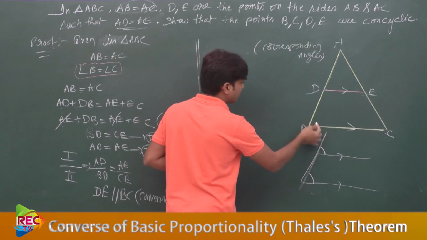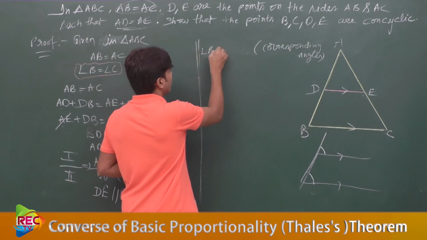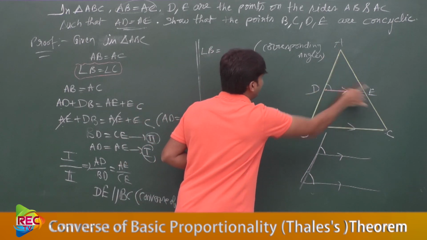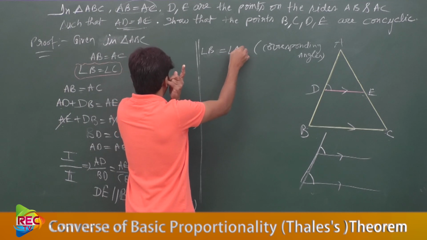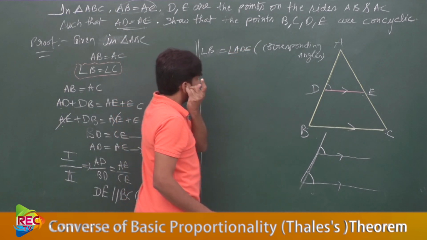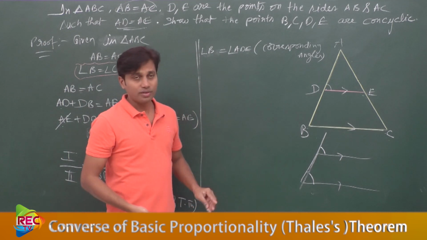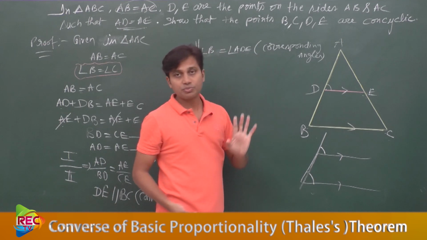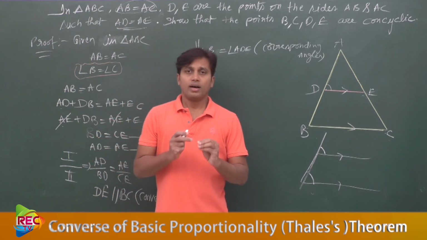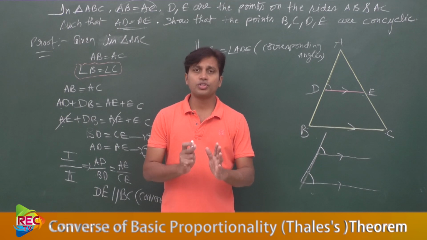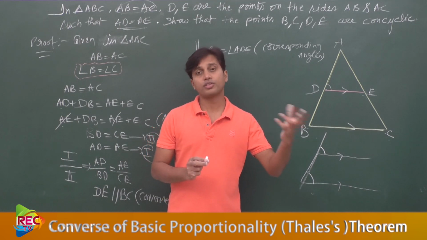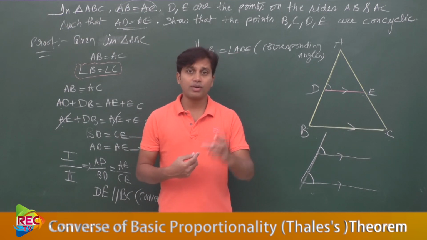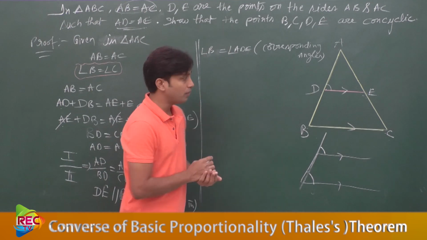So angle B equals angle ADE. Angle ADE equal to angle B because those are corresponding angles. Now from the process of solving equations, what can we say here? Can we add the same number on both sides or not? Exactly.